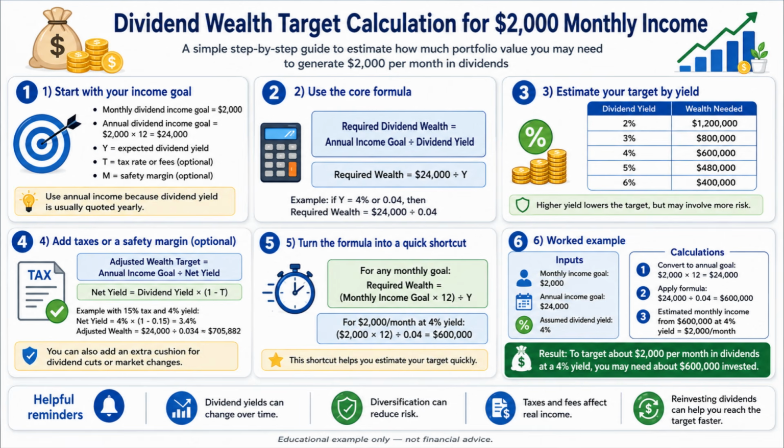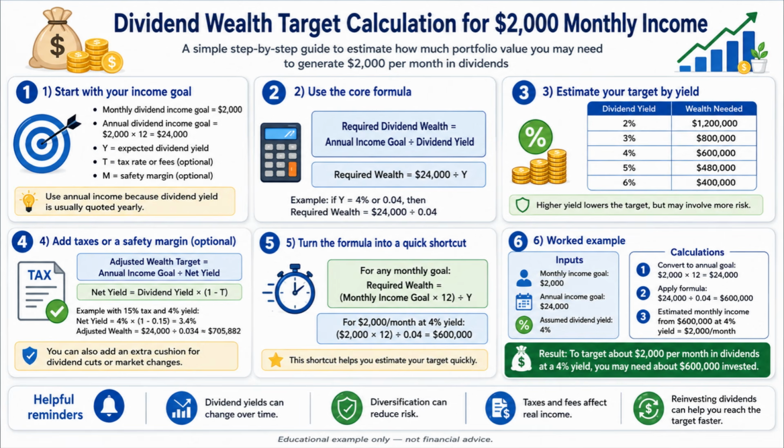The monthly income goal is $2,000. First, convert it into an annual goal, which is $24,000. Then apply the formula using a 4% assumed dividend yield. $24,000 divided by 0.04 gives $600,000. That means if your portfolio yields about 4%, you may need roughly $600,000 invested to generate about $2,000 per month in dividends. Finally, keep a few helpful reminders in mind.